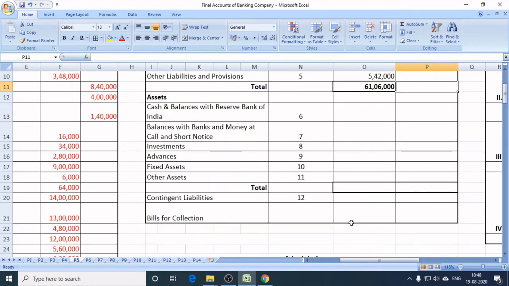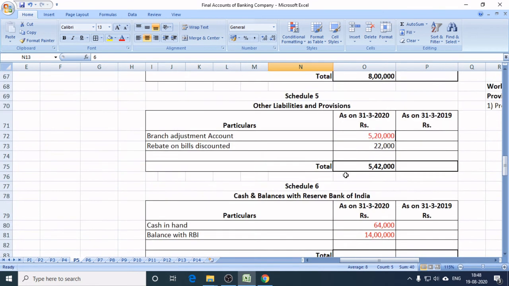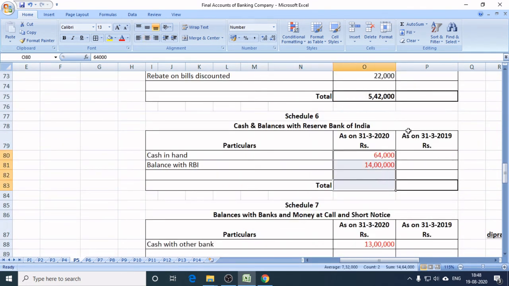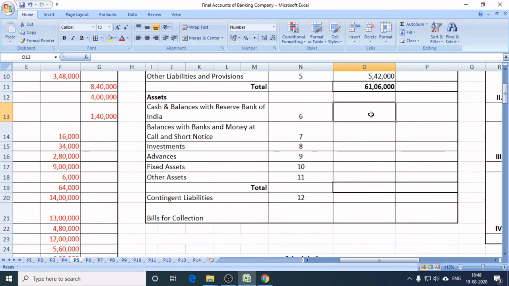Now let's close the schedules which are part of asset, means all the schedules from 6 to 11. Let's close one by one. Now the total is 14 lakh 64,000. Schedule number 6, 14 lakh 64,000.